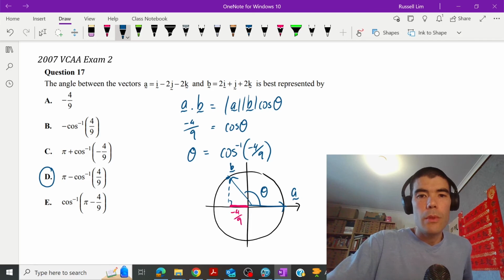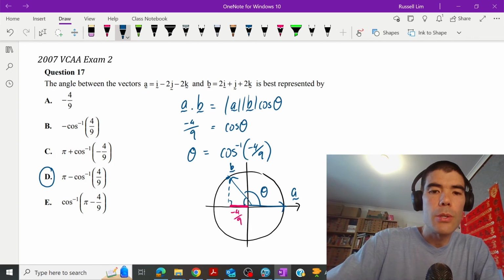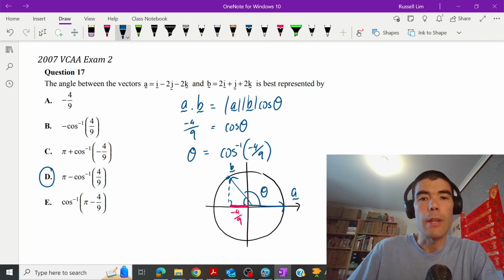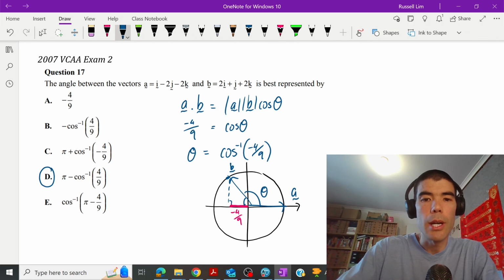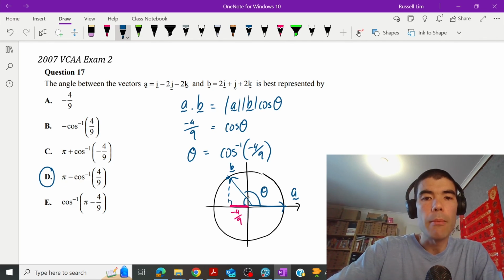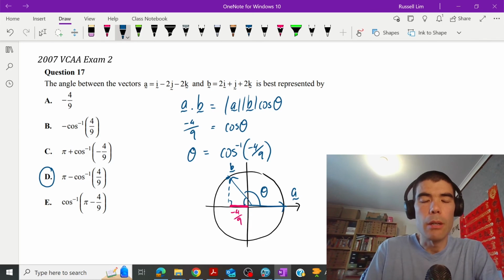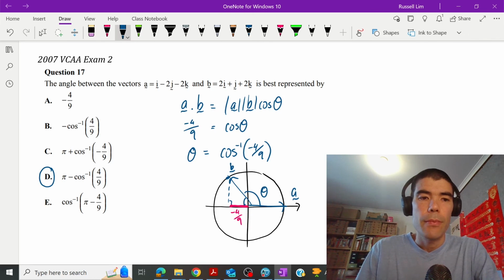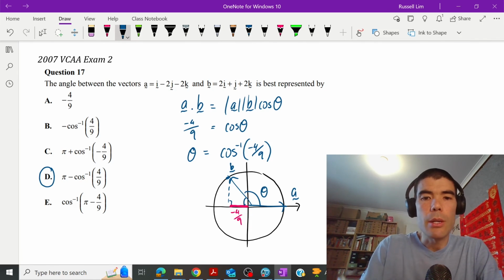Well, the inverse cosine of 4/9 would be this acute angle in here. If that were in Q1, that'd be inverse cosine of 4/9. We want this obtuse angle, so we want 180 minus the inverse cosine of 4/9. Okay, in radians that is going to be pi minus the inverse cosine of 4/9.